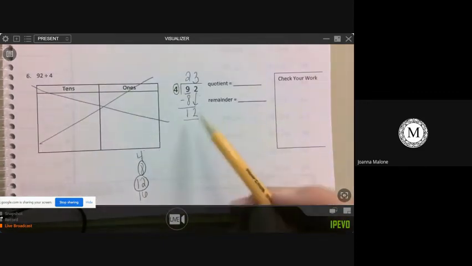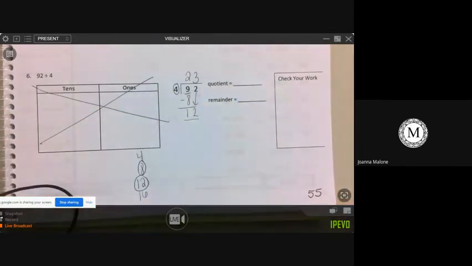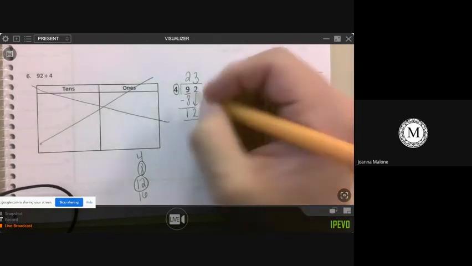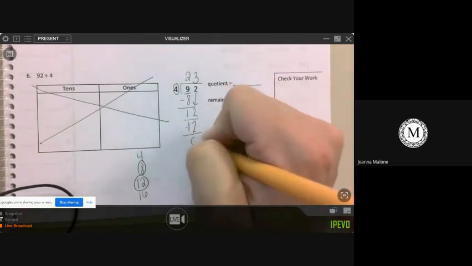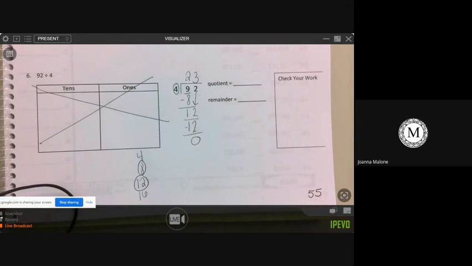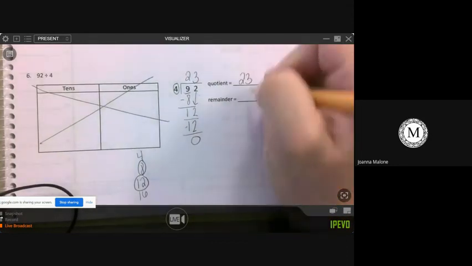Okay? Some of you did all of this part beautifully, but never wrote a single number on top of the house. I have no idea how you did it. All right? 3 times 4 is 12. 12 minus 12 is 0. Right? No remainder. Quotient is 23. Remainder is 0.